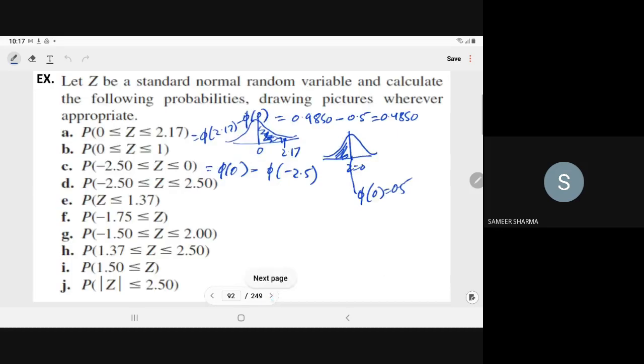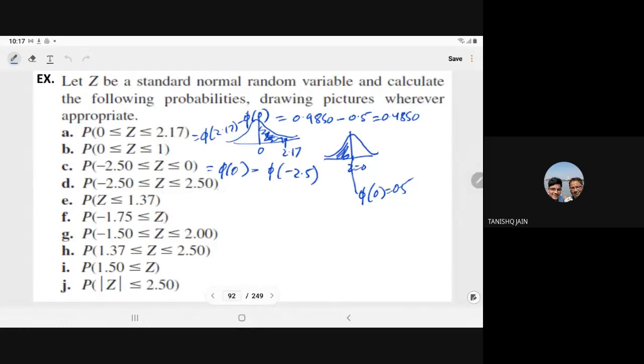Got this value 2.17 from the book. Is it clear? Yes sir. Okay, so from there we can see this value.